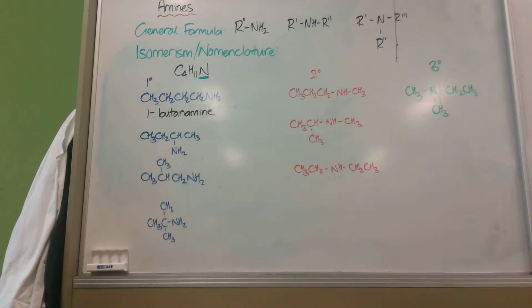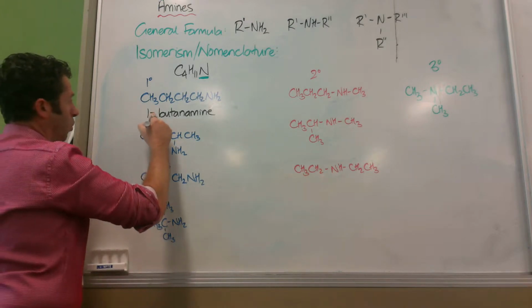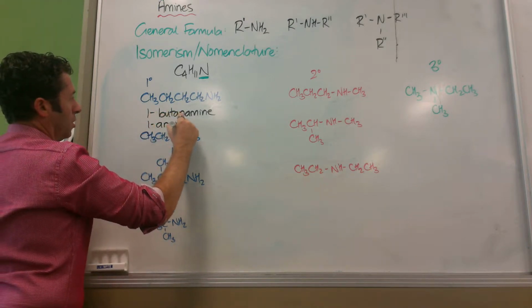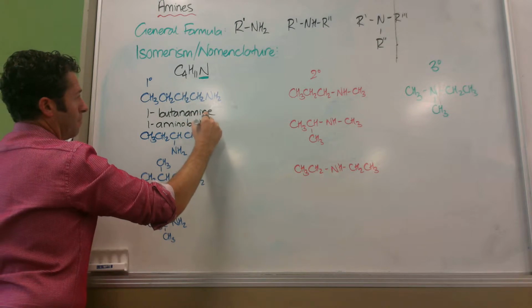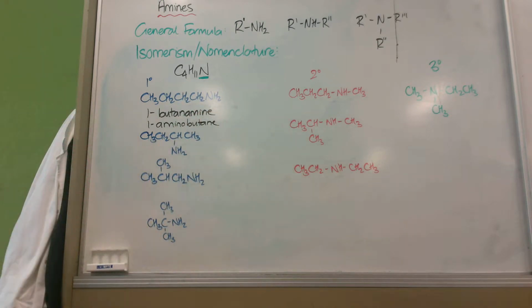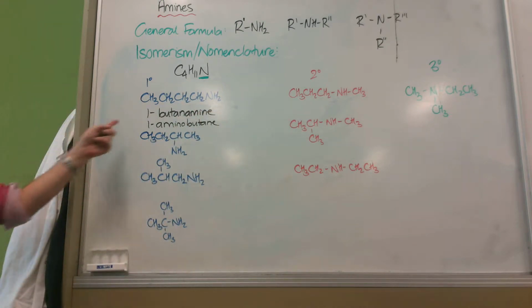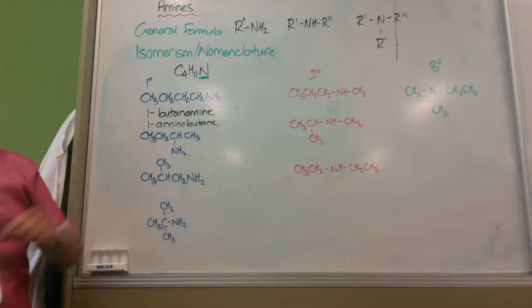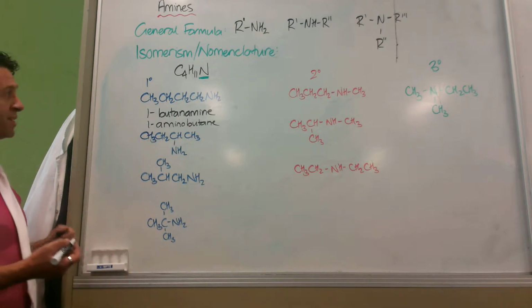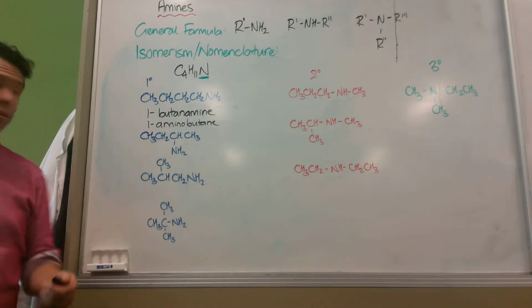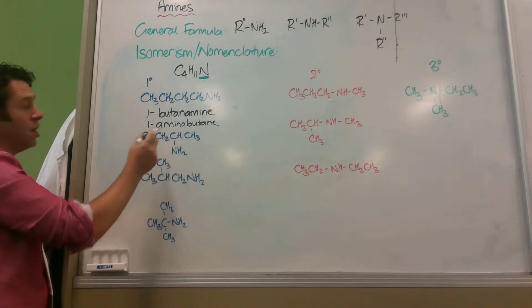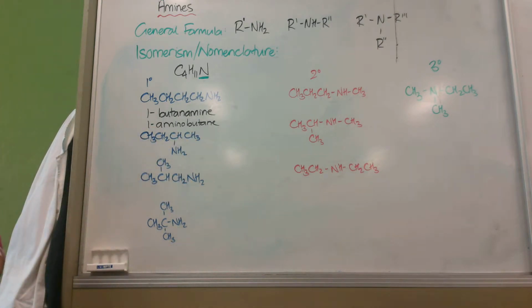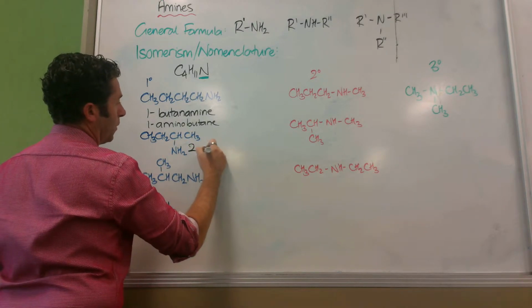Or, this is an equally correct name, 1-aminobutane. Both names are equally correct for this. But the key thing is the 1 to say which carbon it is on. We number carbons. So here we can see that it's on number 2. So the possible names for this are either 2-butanamine, because we've still got 4 carbons in a row, or 2-aminobutane. Both are equally correct. I'm going to use the aminobutane way.